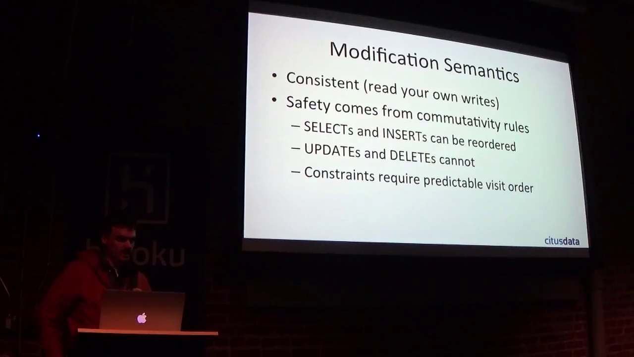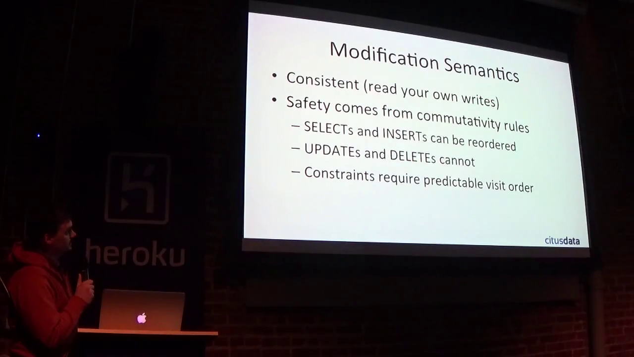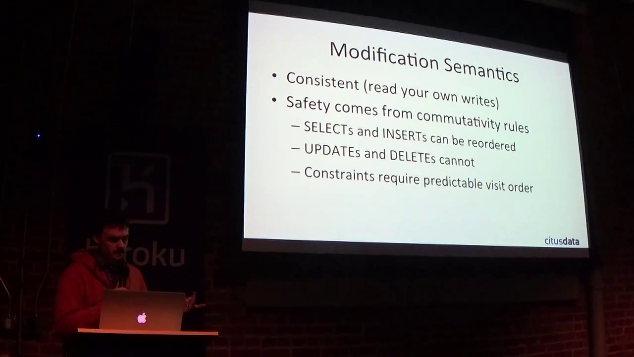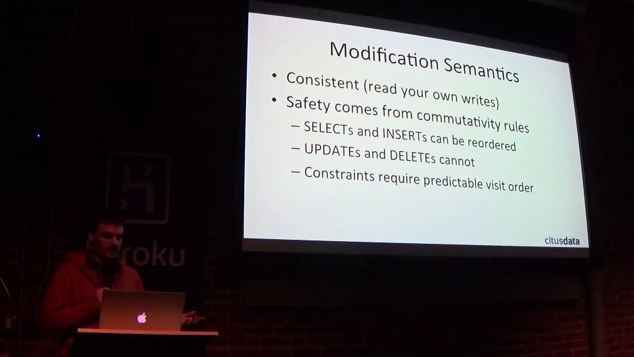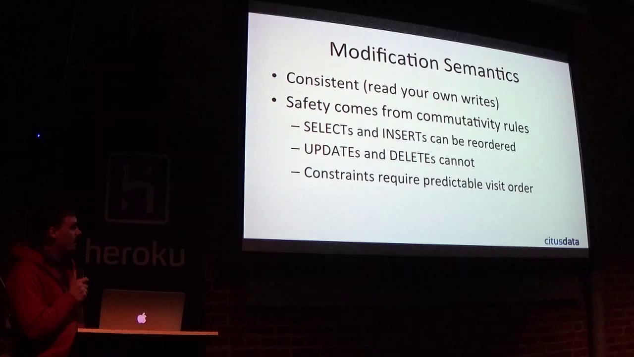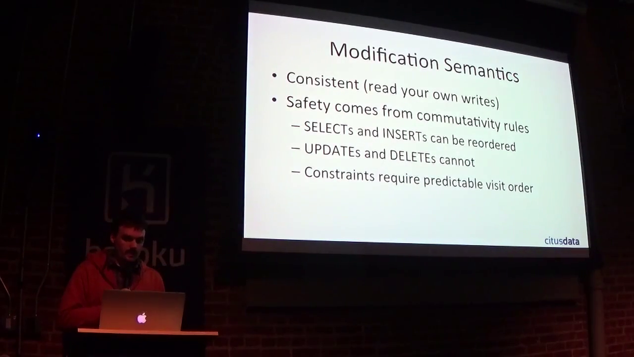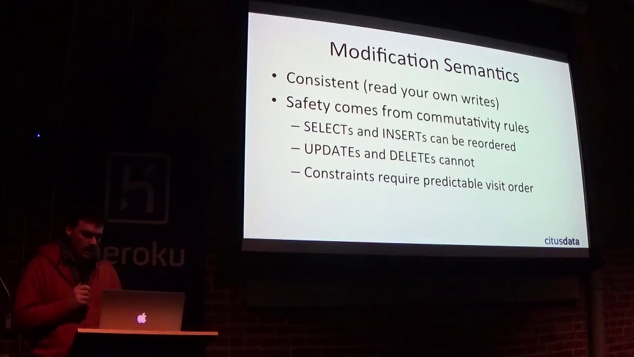As I said, the modification semantics, consistency in terms of read your own writes, the flapping of some of these looser consistency models. The safety comes from the commutativity rules. Selects and inserts can be reordered. Update, delete obviously cannot, but the locking's done on a per shard basis. So if you have 100 shards, for instance, you're going to be able to still have pretty good concurrency here. And uniqueness constraints, I said there's some issues with making sure inserts visit the shards replicas in a consistent order, but that's all taken care of.